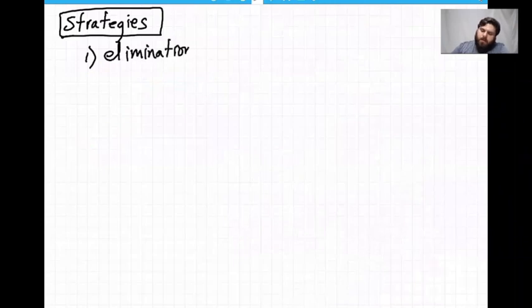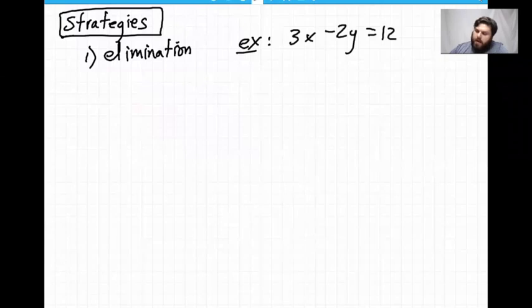All right, so let's look at some strategies to solving a system. First one we have is called elimination. Okay, this strategy of elimination is one that's pretty popular. We use it all the time when we're solving systems. Let's look at an example. 3x minus 2y equals 12, and minus 6x plus 3y equals -24.